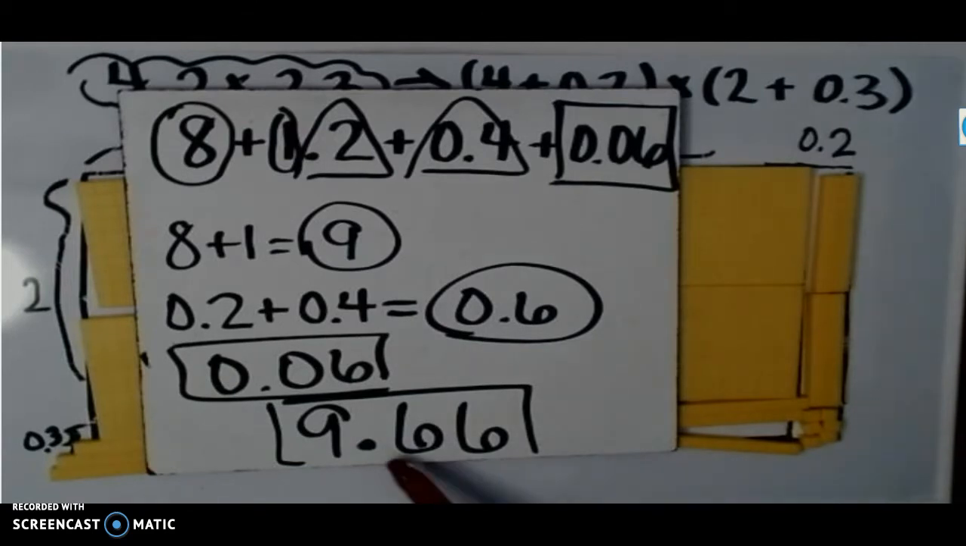I know that my answer is correct because when we estimated, we said that a little bit more than 8 would be a reasonable answer when we showed our estimation.